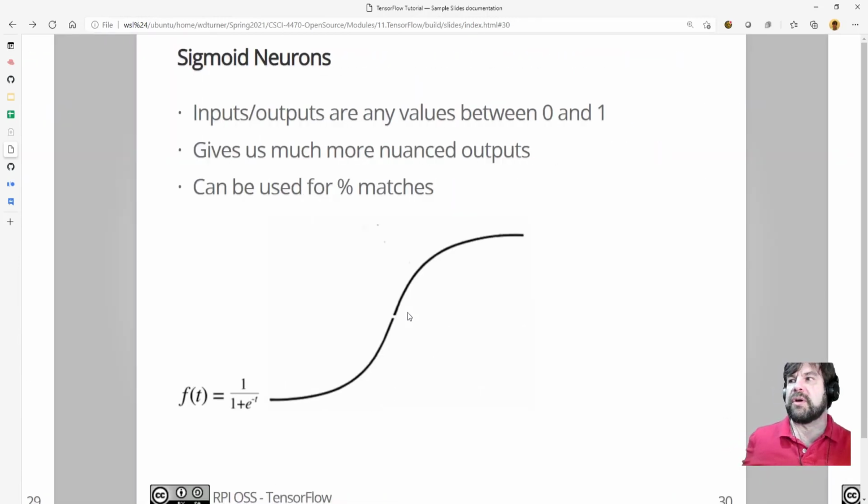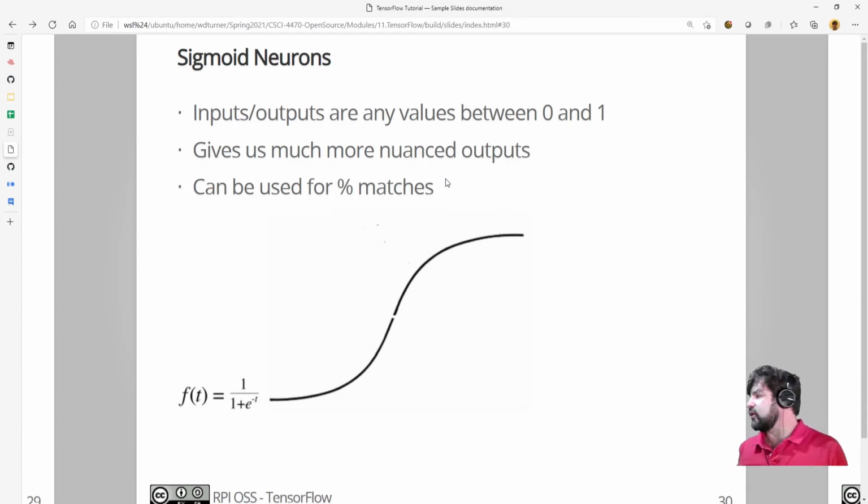There are other more advanced ways of doing it. For example, instead of having that simple discontinuous formula for what a neuron fires at, you can have something like this, which is an exponential, and it stays low for a long time, then gradually rises, and then stays high for a long time. It gives us nuanced outputs.